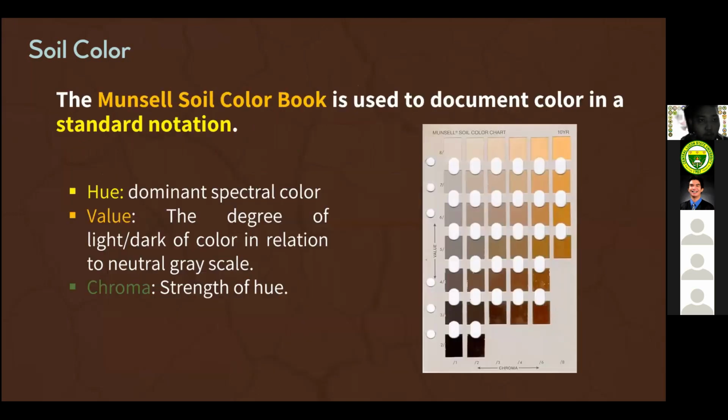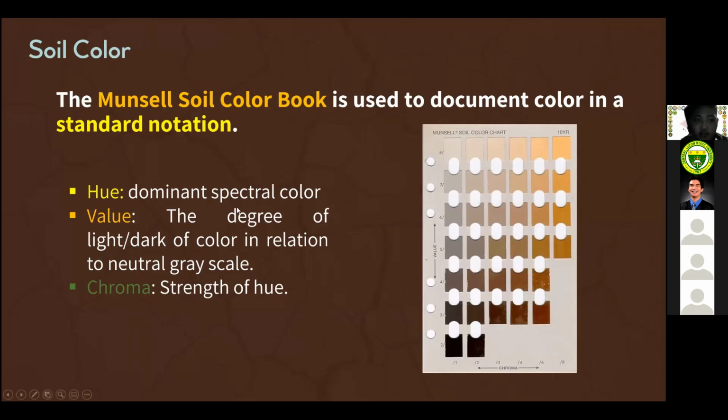So in soil science, we have a standard notation in identifying the color of the soil. We use what we call the Munsell soil color book. The Munsell soil color book has a standard notation using what we call the hue, the value, and the chroma.